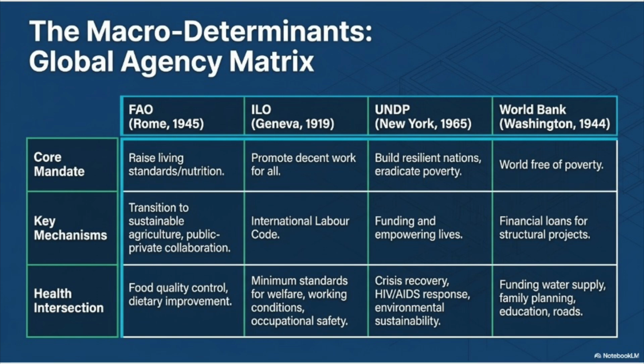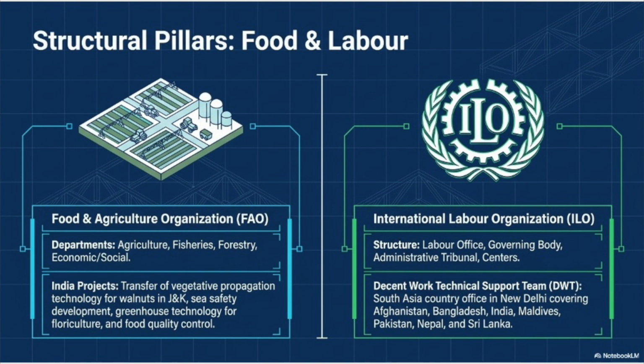Food security and labor also play an important role in global health. The Food and Agriculture Organization works to improve nutrition, food production, and food safety, while the International Labour Organization promotes safe workplaces, occupational health, and decent working conditions that contribute to healthier populations.